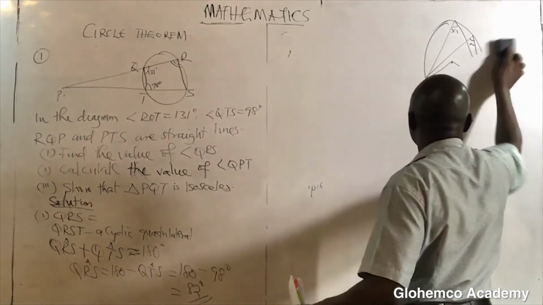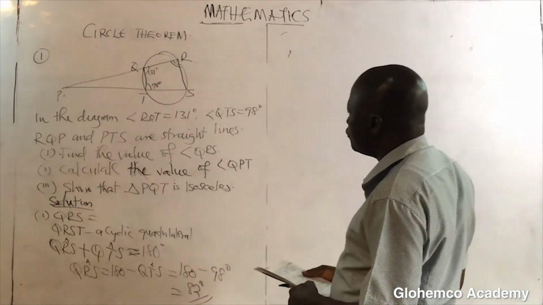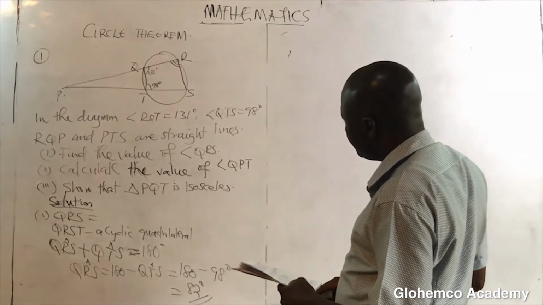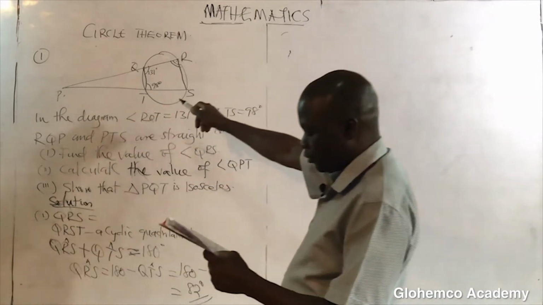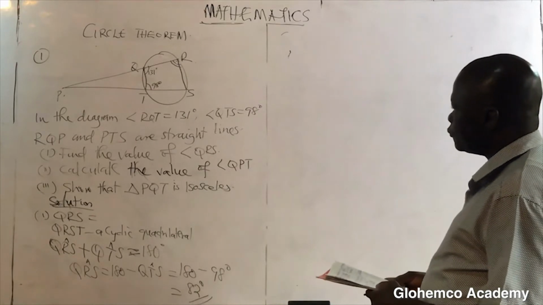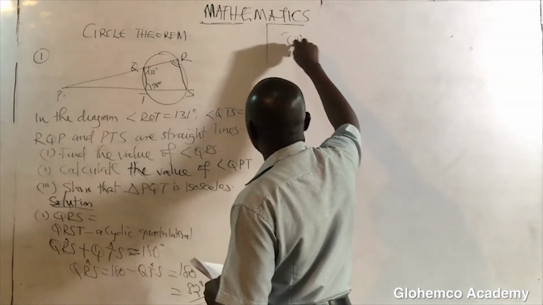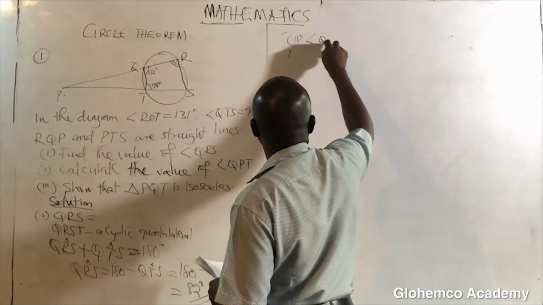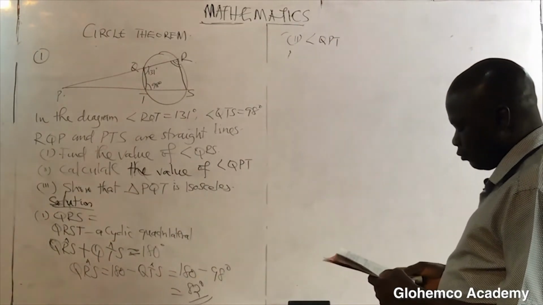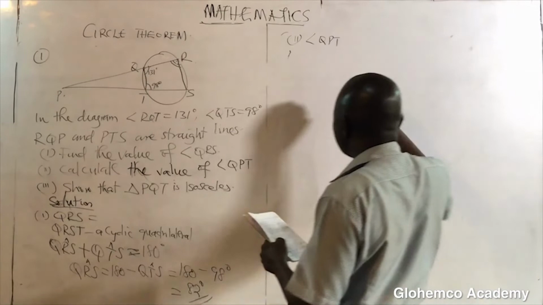We'll go ahead with the next one. The next one says calculate the value of QPT. For number 2, we want to find angle QPT. So here we look at RQT. How is our RQT?